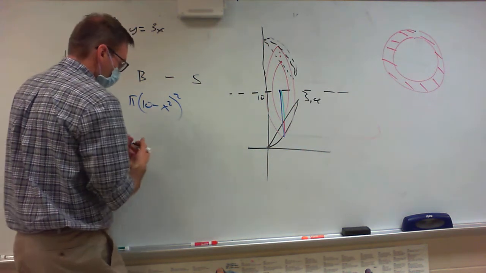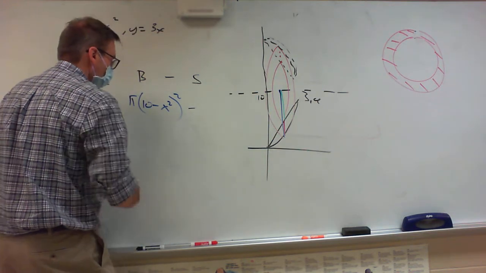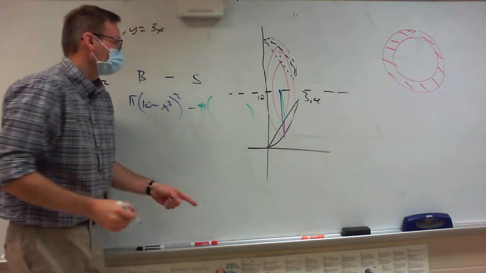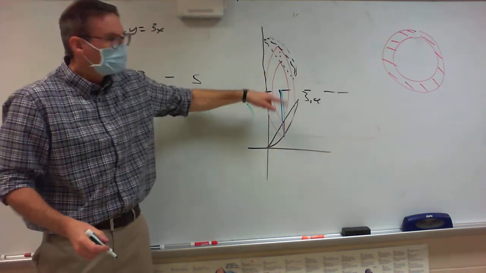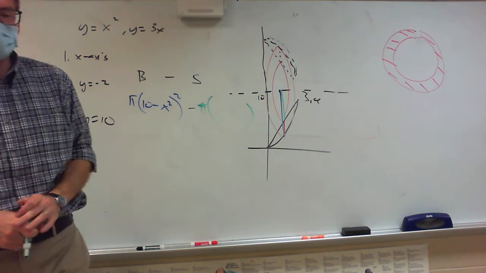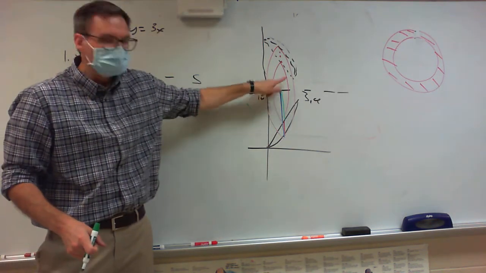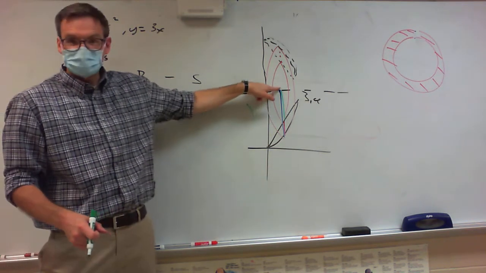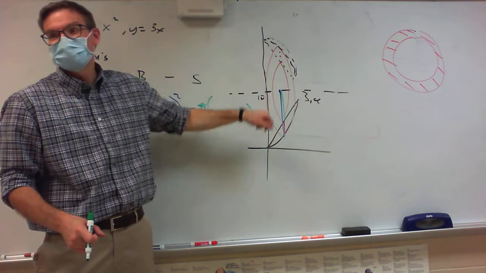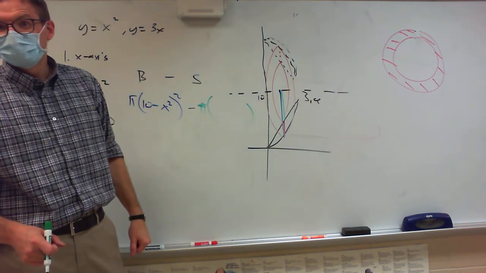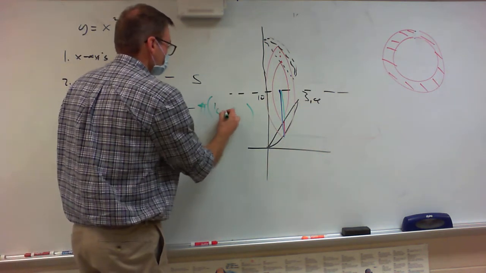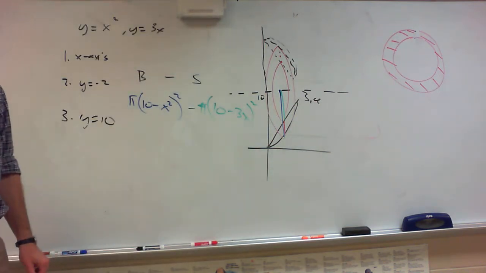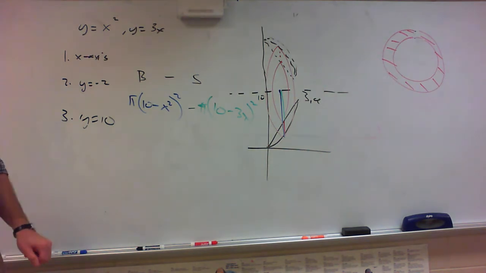Now let's look at the small circle. So if I look at the small circle, pi, we look at this picture, and I need to find how tall the green line is. What's the top function? The top function is 10. What's the bottom function? 3x. So I get 10 minus 3x squared. Does everybody see that?